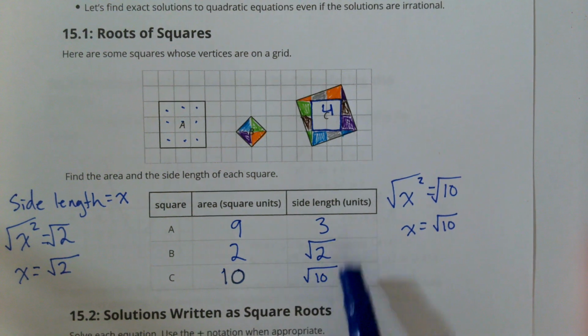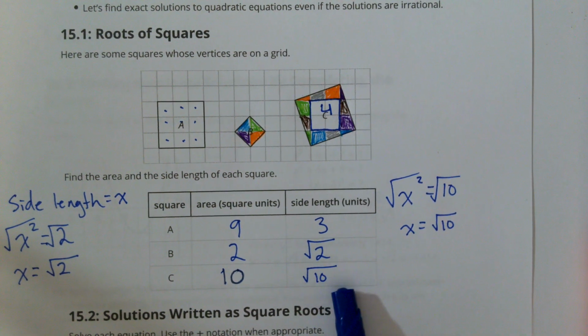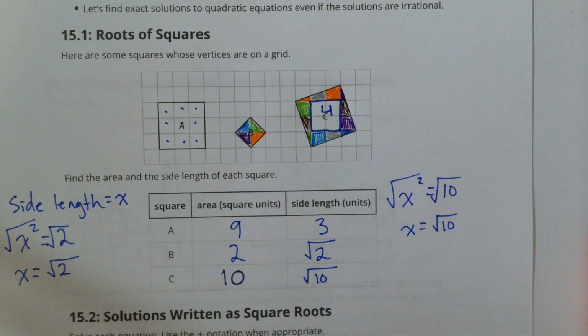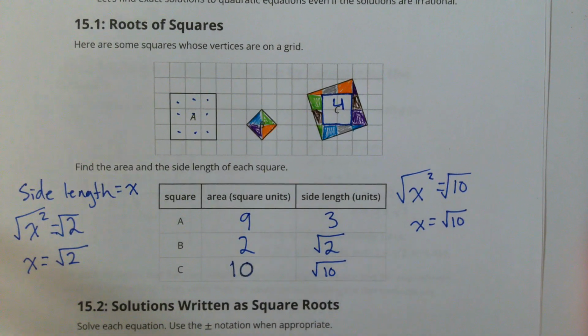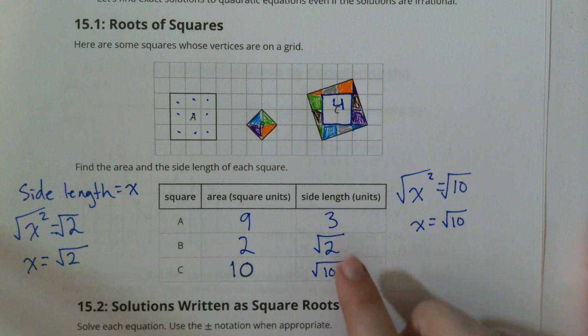And these are what we call irrational numbers, because the decimals go on forever without repeating any pattern or anything like that. So it's basically a number that we can't express as a fraction. Almost all other numbers can be expressed in some way as a fraction, but these numbers can't.